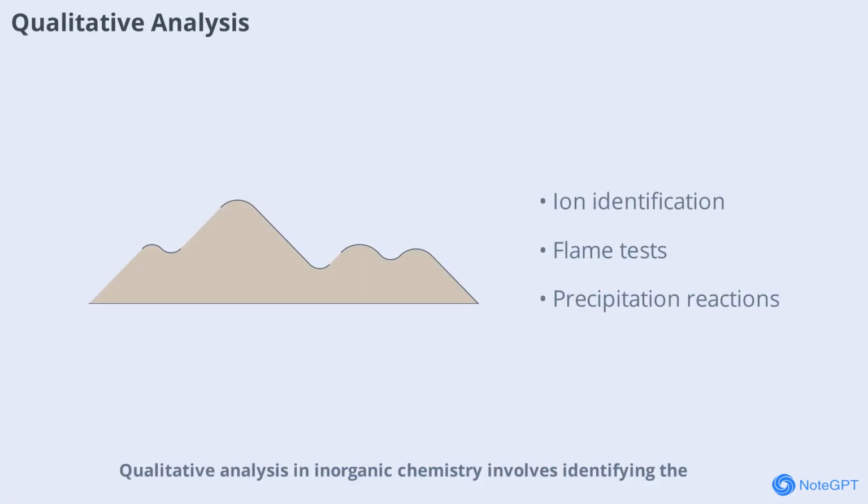Qualitative analysis in inorganic chemistry involves identifying the presence of specific ions or elements in a sample. Techniques include flame tests, precipitation reactions, and color changes. Mastery of qualitative analysis is essential for laboratory work and for understanding the composition of unknown substances.